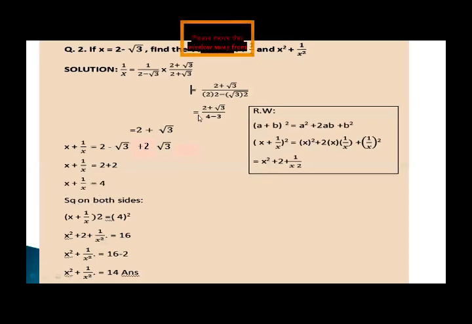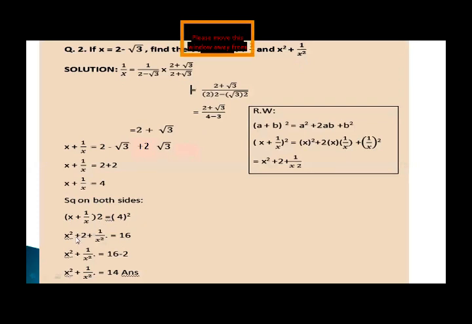Now secondly, they asked to find x square plus 1 over x square. How will we find this? Good. Because we have the value of x plus 1 over x, why not take the square of that? By taking the square of x plus 1 over x, we may get the value of x square plus 1 over x square. As we are taking the square on the left hand side, ultimately we are working on an equation, so we have to take the square on the right hand side also.